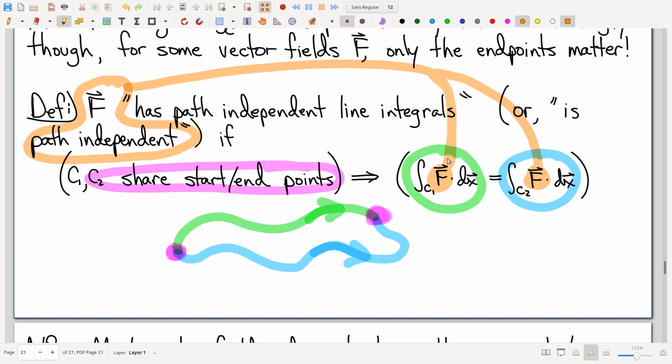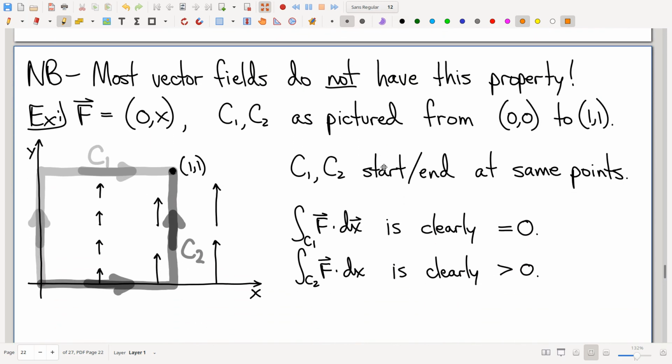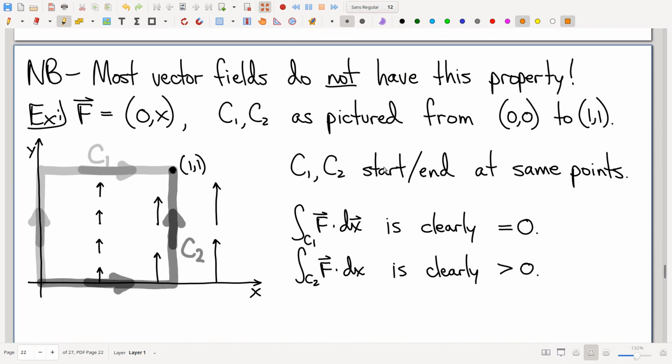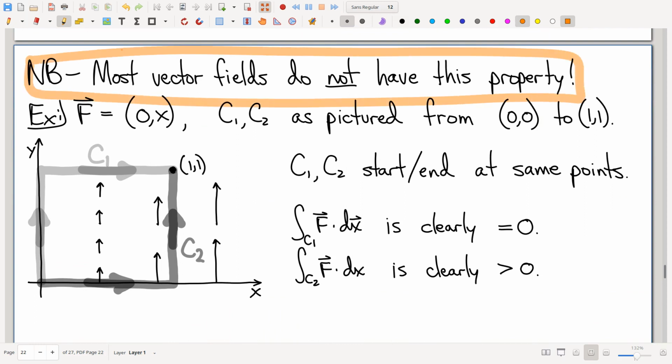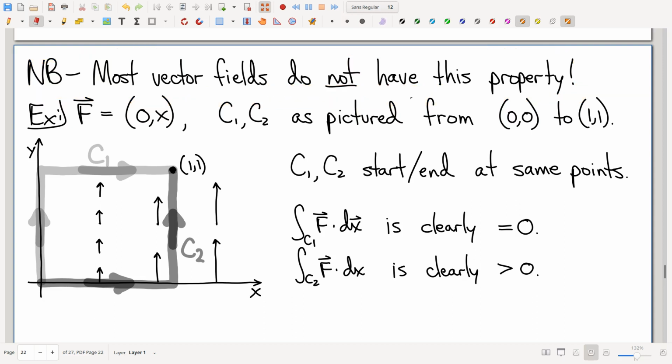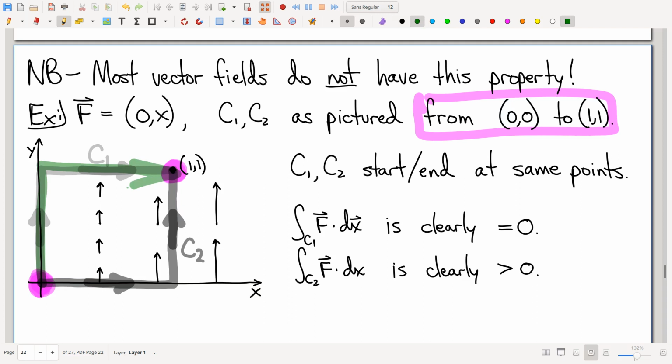Now, just to underscore how improbable this seems, and again, I emphasize, most vector fields do not have this property. Right? This is a rare property. So again, easy sort of intuitive counterexample. Let's consider two curves that start at this point, that end at this point. Right? They both have the same start and the same end. Let's think about this one here that goes like that, like I have highlighted in green there.